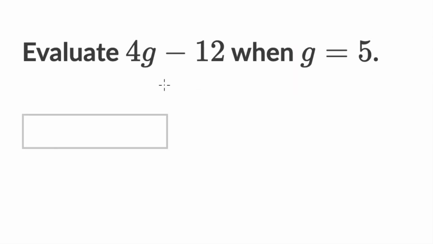Alrighty, problem number 7. This one's pretty interesting. Let's write down the important information. We got 4g minus 12, and we got g equals 5, okay?